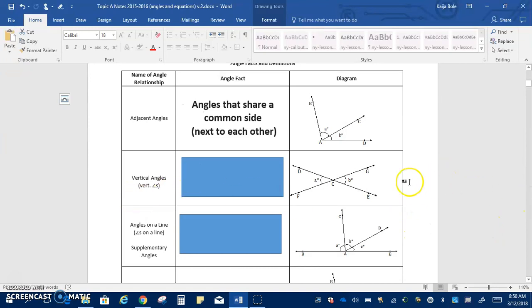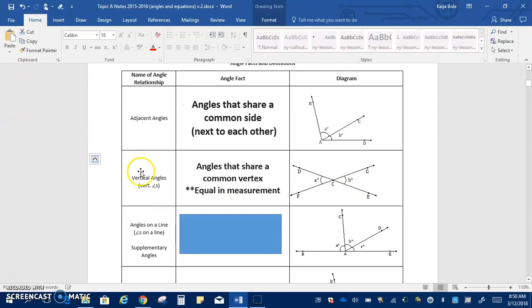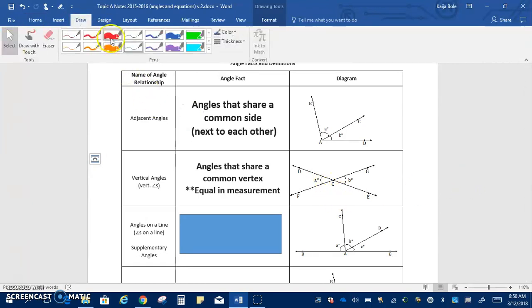Alright. The second one is vertical angles. And vertical angles are angles that share a common vertex. Another thing I want you to note here is that they are equal in measurement. So if you look at the diagram, angle A and angle B are vertical angles. So they would both have the same measurement here.